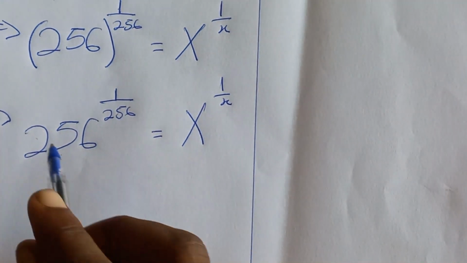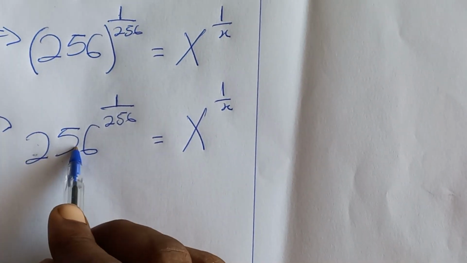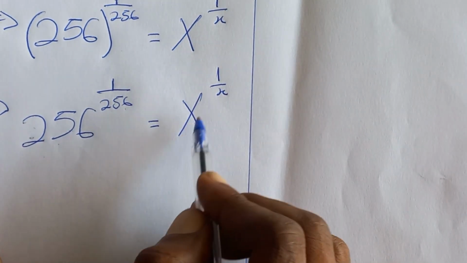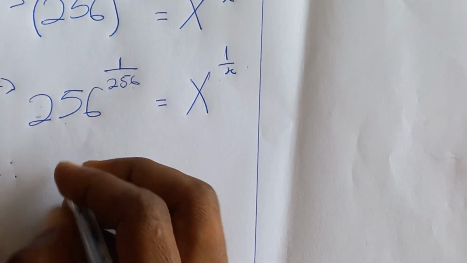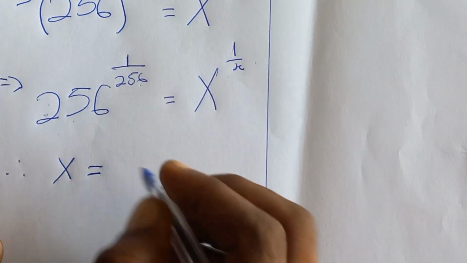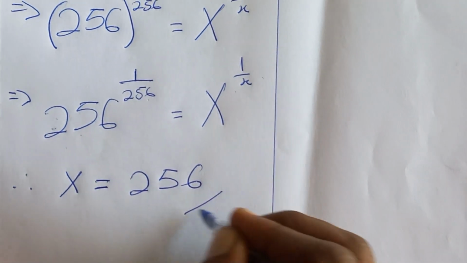You can see that when you compare, if this is x, we get x exponent 1 over x, the same as x exponent 1 over x. So therefore, our x is equal to 256.